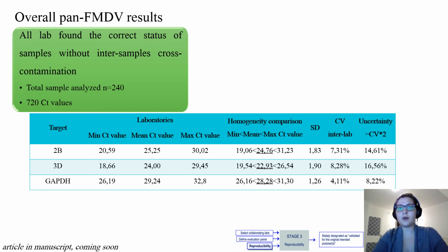Similarly, the interlab coefficient of variation for each target is reported, with less variation for GAPDH than the two viral targets. Finally, the percentage of uncertainty corresponds to twice the coefficient of variation, less than 20% for the three targets.